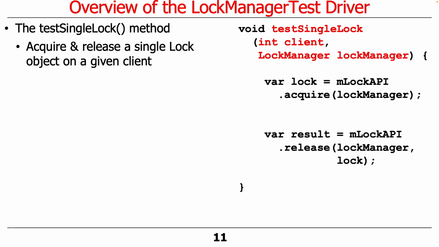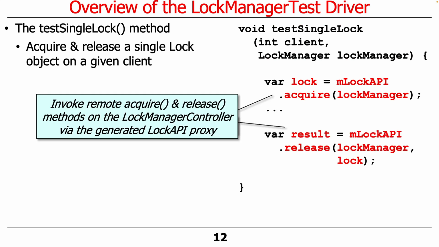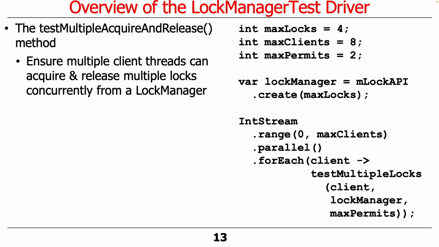Here's what test single lock looks like. As you can see here, we pass it the client and the LockManager, and all it does is make an acquire call with the LockManager to try to get 1 lock. And when it gets it, it logs some stuff, which I omitted here for brevity, and then it releases that lock back to the server. Once again, the mlock API acquire and mlock API release methods are in fact proxy calls through the Lock API automatically generated proxy that we talked about. So that's single locks.